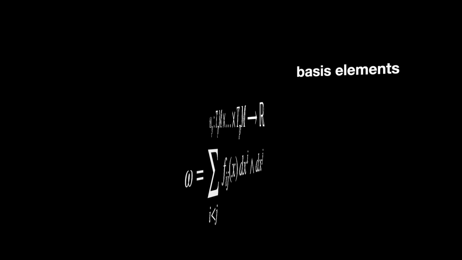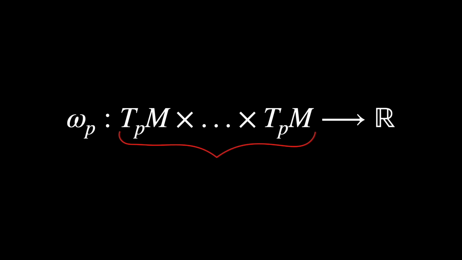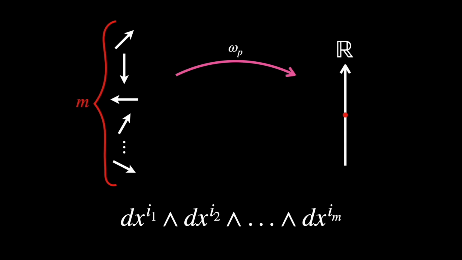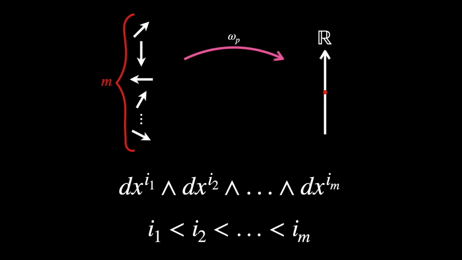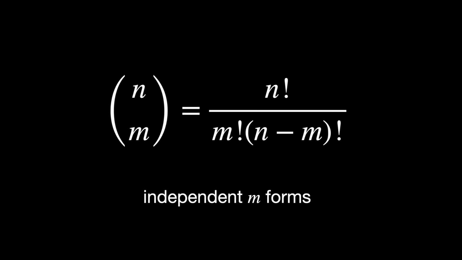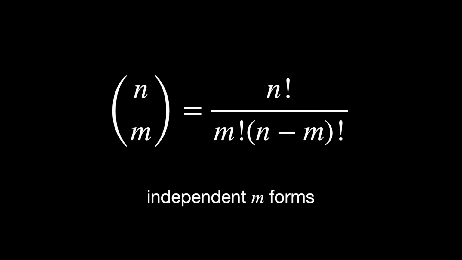We could also think about generalizing it to m-forms in n dimensions. This is a totally antisymmetric multilinear map that takes m vectors and returns a number. Each m-form is written in terms of wedge products of m distinct one-forms. So the basis of the space of m-forms at point P is dxi1 wedged with dxi2 and so on up to im. In total, there are n factorial over m factorial times n minus m factorial such independent m-forms.